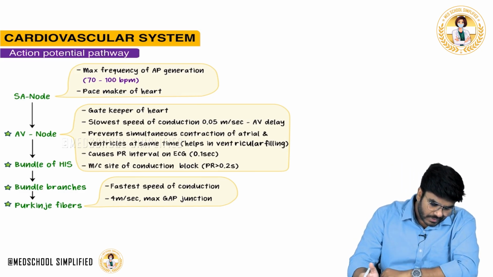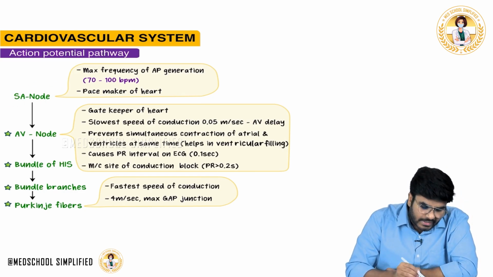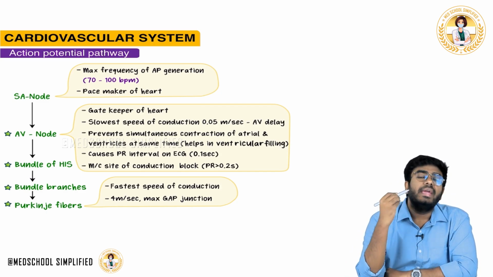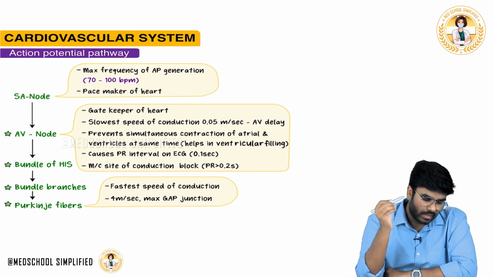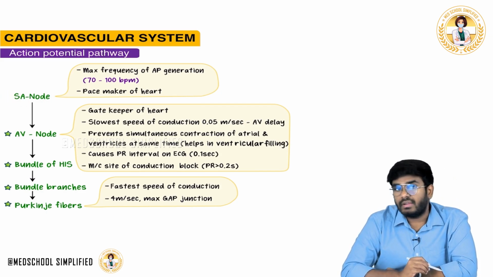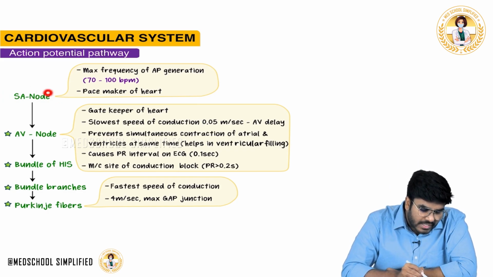Let's start from the SA node. We all know that the SA node is the pacemaker of the heart. It controls the heart rate. Now, why is the SA node the pacemaker of the heart? Why not the AV node? Even the AV node can generate action potentials, right? Then why is the SA node considered the pacemaker of the heart?